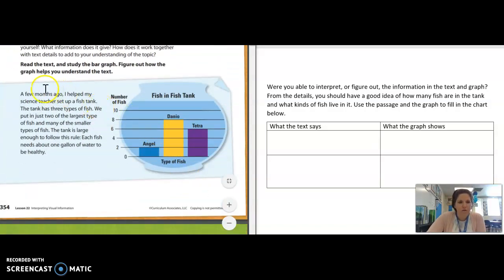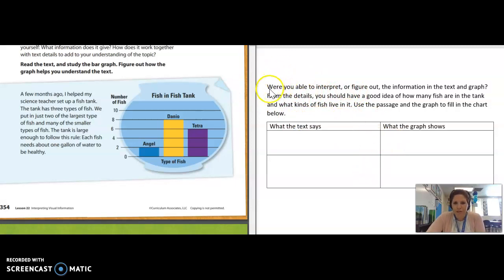So here's a very short text, just a paragraph, and then I see this graph here. It looks like we're talking about fish in a fish tank. But now I want you guys to take a look over here at this graphic organizer that I'm using. You are going to complete a very similar graphic organizer today on your own. So it's going to be really important that you understand how to use this graphic organizer.